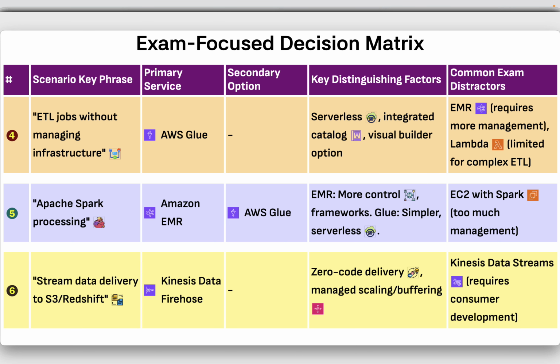Next, stream data delivery to S3 or Redshift. So just choose Kinesis Data Firehose. There is zero code delivery, and there is managed scaling as well as buffering options. So this will buffer Kinesis data stream plus target. Common exam distractors are Kinesis Data Streams because that will require consumer development. If you want to deliver to S3 and Redshift with Data Firehose, you don't have to do anything because this is built in. But if you do Data Streams, you have to build the consumer endpoint and all the processing to finally save the data to either S3 or Redshift, and this consumer must be running all the time. So this you can avoid.